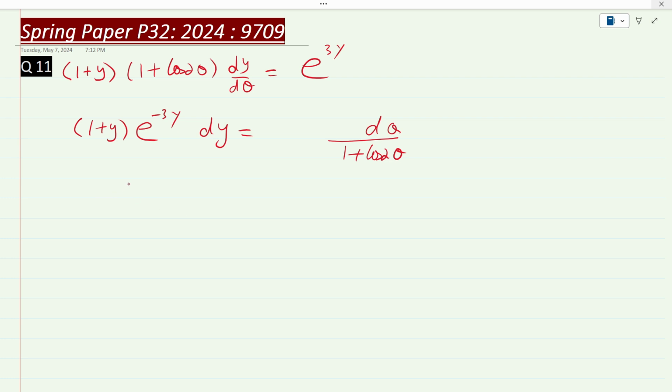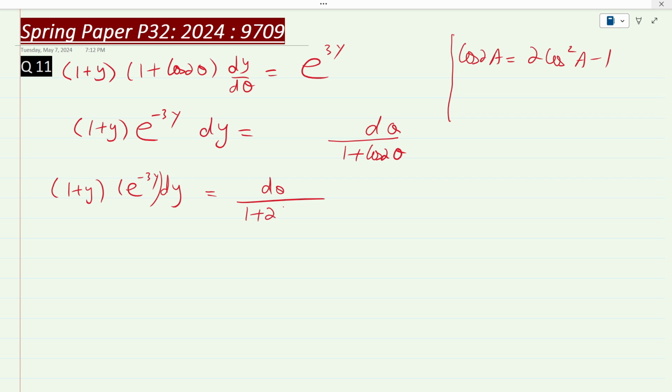Okay, now we can do the integration on the left hand side easily, but not on the right hand side. So let's apply some formula so that we can eliminate this one. We know that cos of 2a equals 2 cos square a minus 1. Let's apply this formula on the right hand side. Left hand side, it's the same, no change, because it is already set for integration. On the right hand side, I'm replacing cos 2 theta with 2 cos squared theta minus 1. Now 1 cancels out with 1 and we are left with 2 over cos squared theta. So we have (1 plus y) e raised to power minus 3y dy equals 1 over 2 cos squared theta d theta.